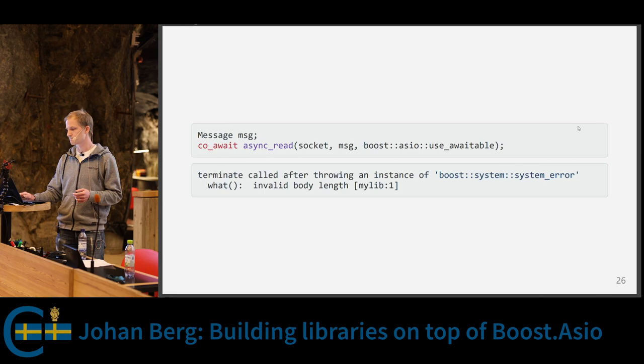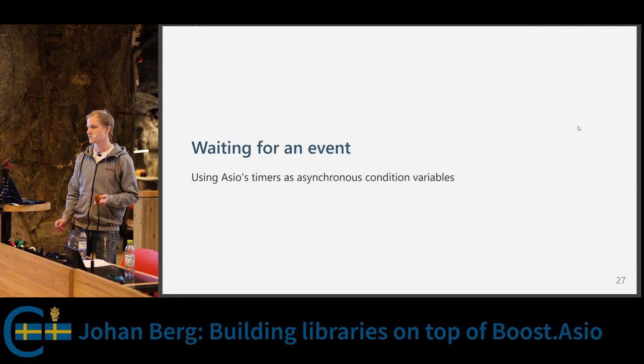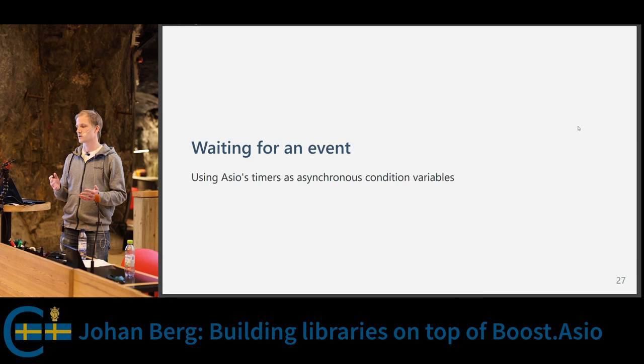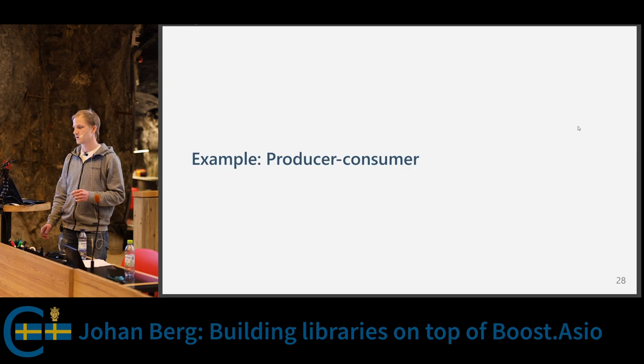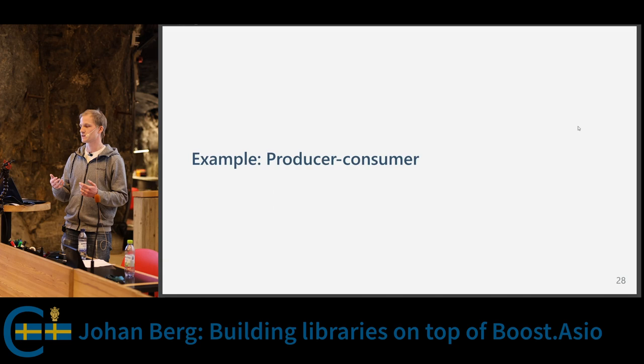The last thing I want to show you is how we can wait for an event to happen across different chains of asynchronous operations. And we can use ASIO's timers kind of like an asynchronous condition variable. And I'll illustrate this with a producer-consumer example. So the producer will put some stuff on a buffer and then signal to the consumer to start reading. And the consumer will read from the buffer and then signal back to the producer to produce more stuff.